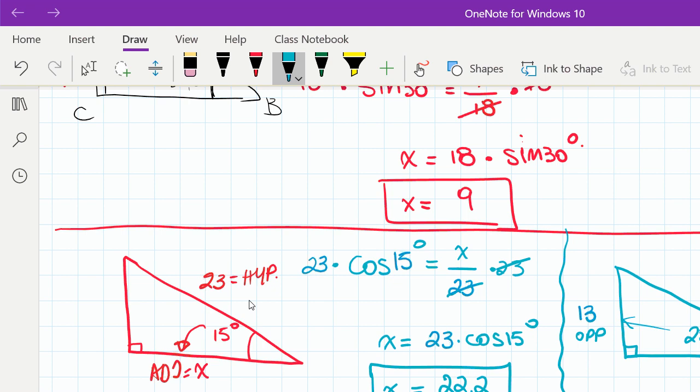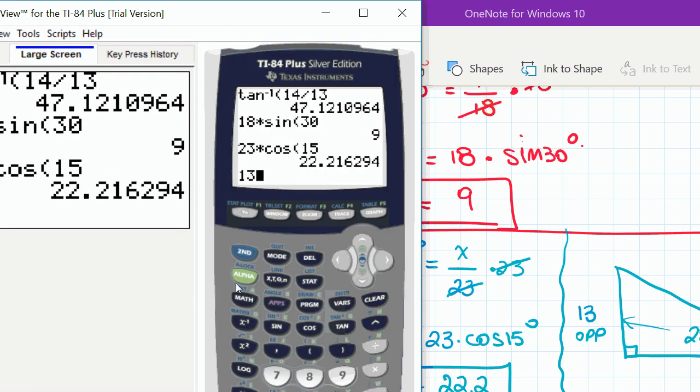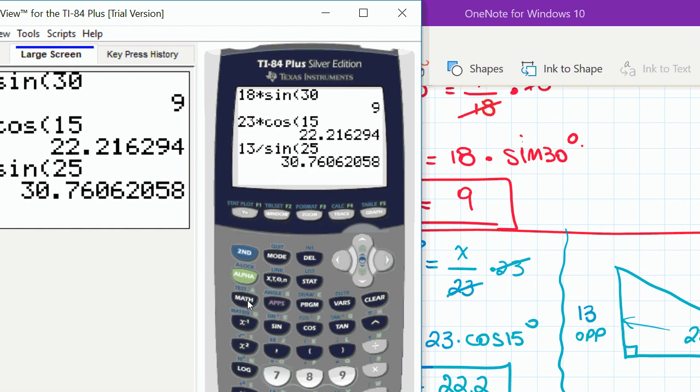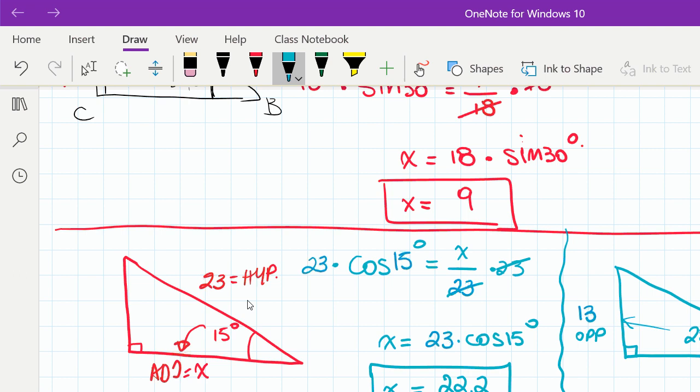And then dividing both sides by sine 25, x will be 13 over sine 25 degrees. In your calculator, 13 divided by sine 25 will be 13.8. I hope that this makes sense because we will move into sine and cosine law.